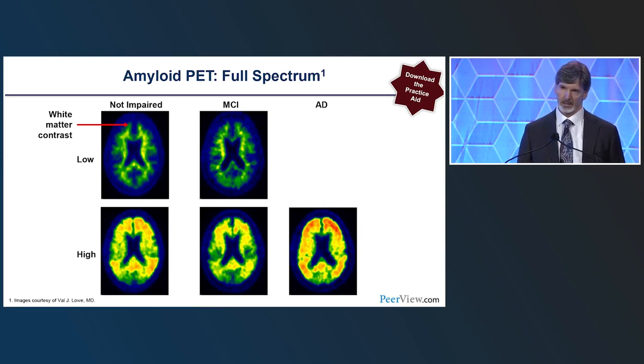Amyloid imaging interpretation, once you've seen a bunch of them, gets relatively simple. You have to watch out for some of the artifacts. But that's what you're after: a pattern that shows this finger-like white matter uptake throughout the brain, versus homogeneous uptake right out to the gray matter ribbon.